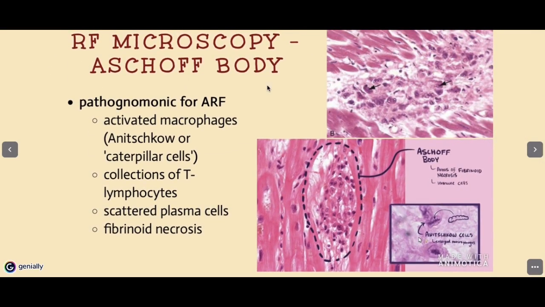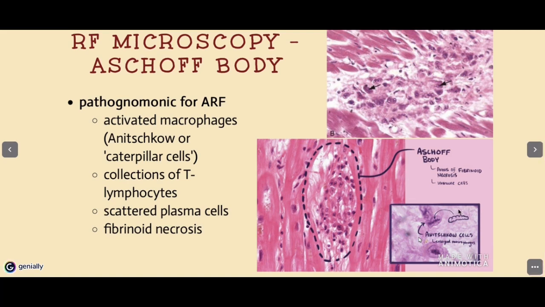So microscopically, probably the most important feature to know of will be Aschoff body. So Aschoff body is pathognomonic for acute rheumatic fever, and an Aschoff body is composed of activated macrophages. Okay, so these are activated macrophages, and they are also termed Anitschkow cells or caterpillar cells, in this particular setting.